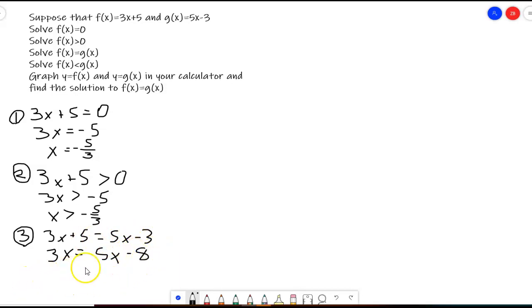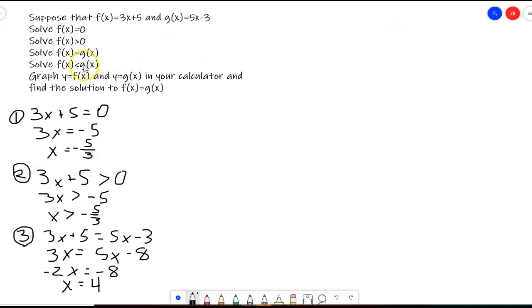That's what that becomes. And then since I have my x term over here and an x term over here, I'm going to subtract 5x from both sides. So 3x minus 5x is negative 2x. And that's going to be equal to negative 8. So that was just subtracting the 5x from both sides. And finally, we're going to divide both sides by a negative 2. So we get x is equal to positive 4. So that is the solution for those two equations set equal to each other.